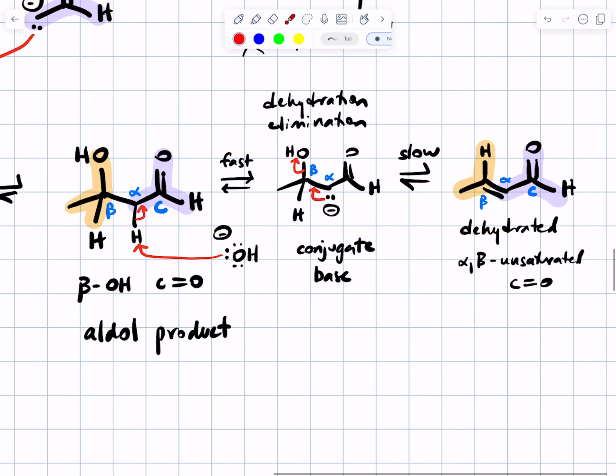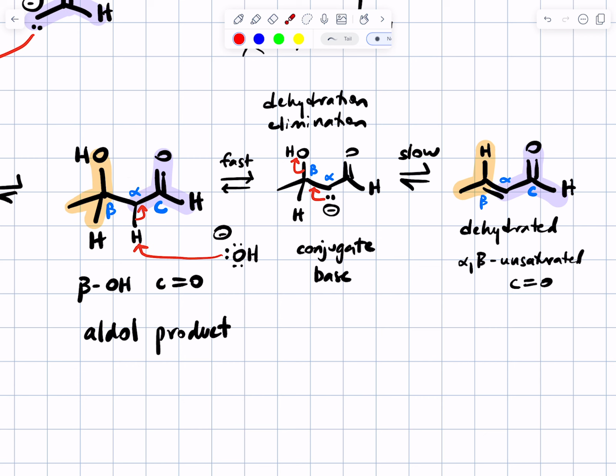As I recall from your text, it wants you to recognize both the beta hydroxy carbonyl compound and the alpha beta unsaturated carbonyl compound as potential aldol products. If you are predicting products, which should you predict? I have to accept either of them as answers.